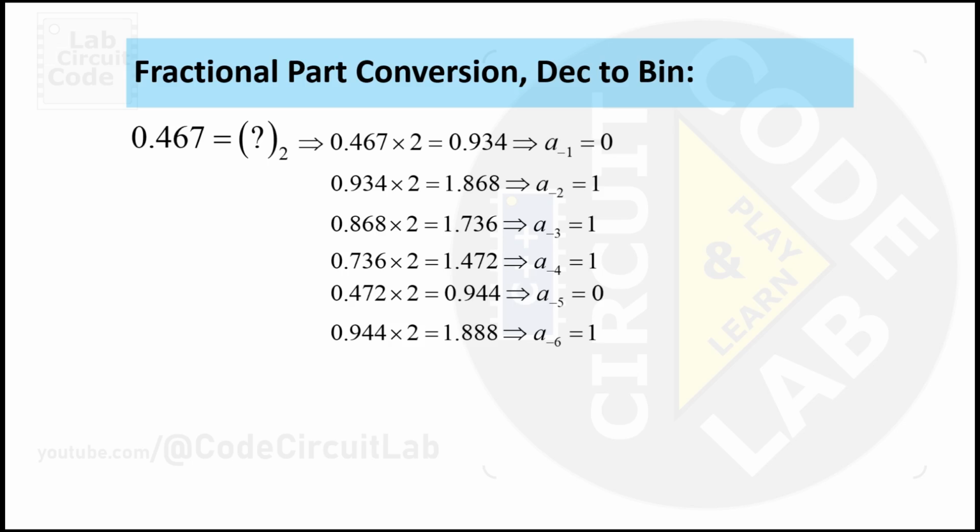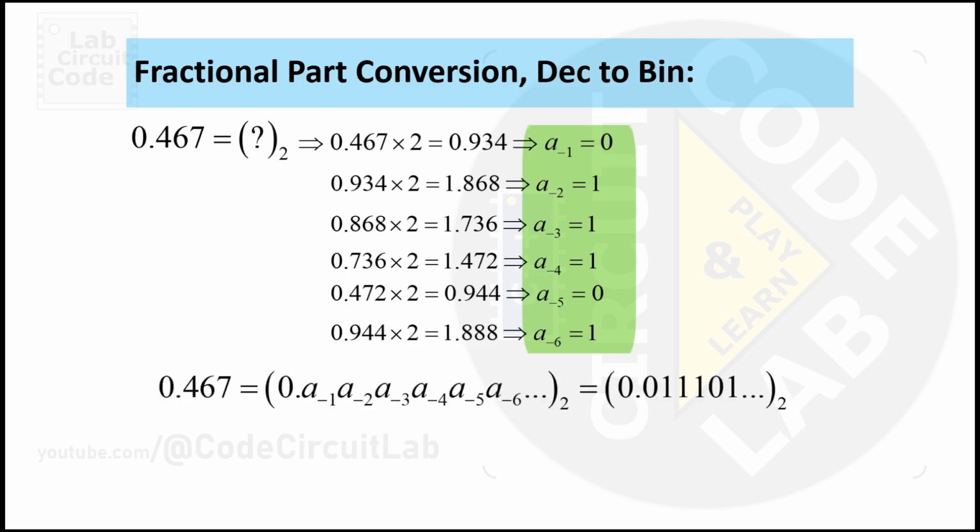Actually, we don't need to continue this anymore. So we have got our coefficients, we write them, and that's it. That's our binary number. The 3 dots here show that the conversion can be continued, however, we don't need it here.